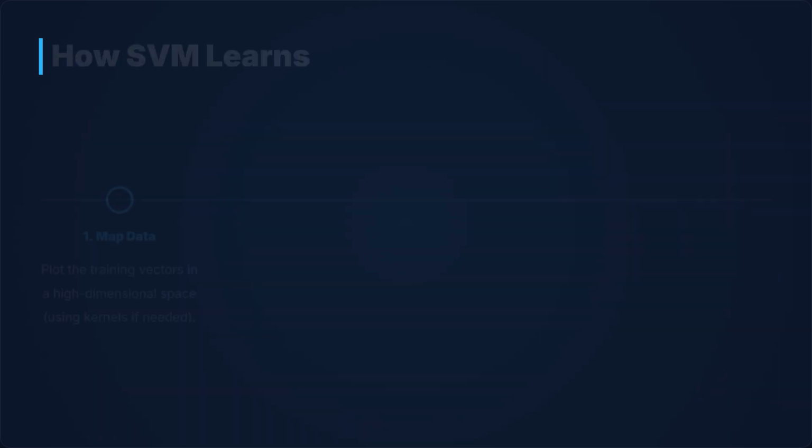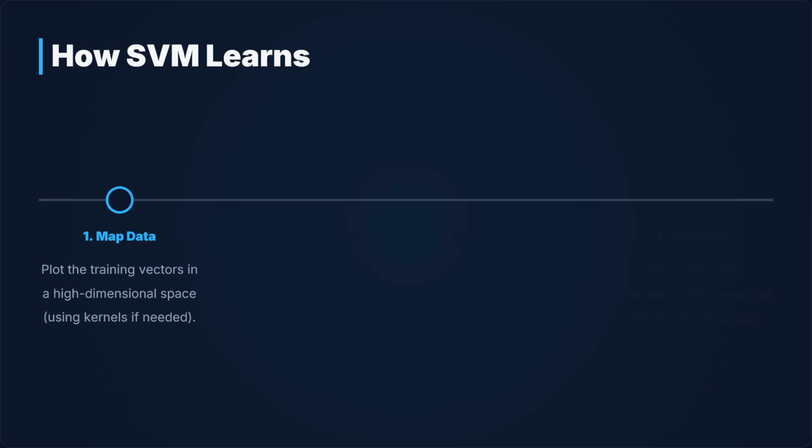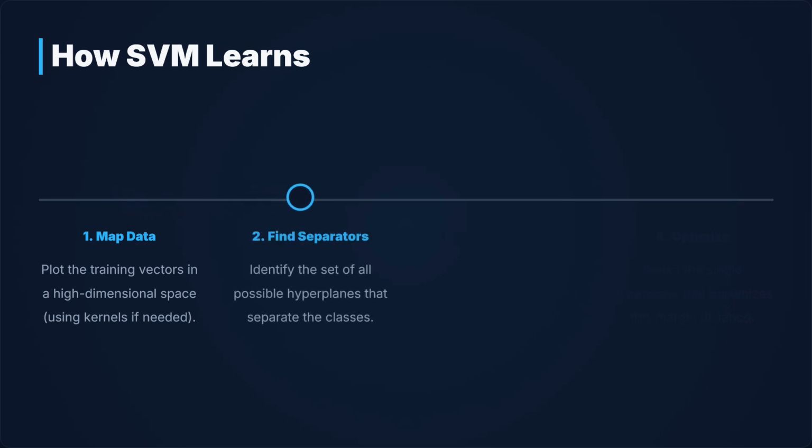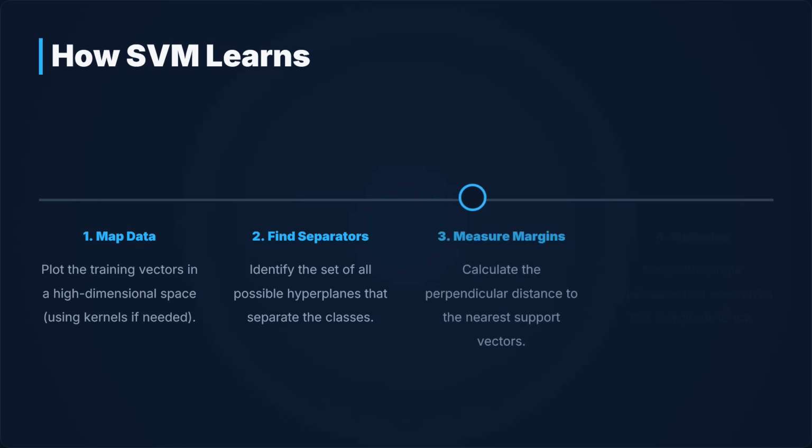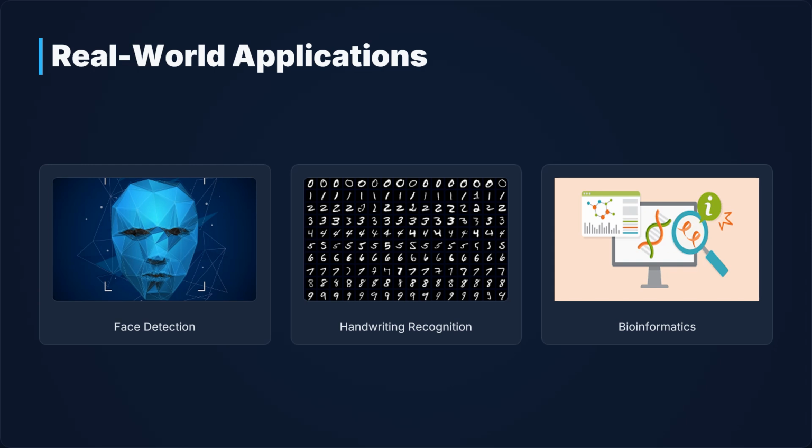Now, let's look at the learning process of the SVM algorithm. First, the SVM will map the data into the space. Then, it will identify all possible lines that could separate the classes. In the next step, it will calculate the distance from those lines to the nearest support vectors. Finally, it picks the single hyperplane that provides the maximum margin.